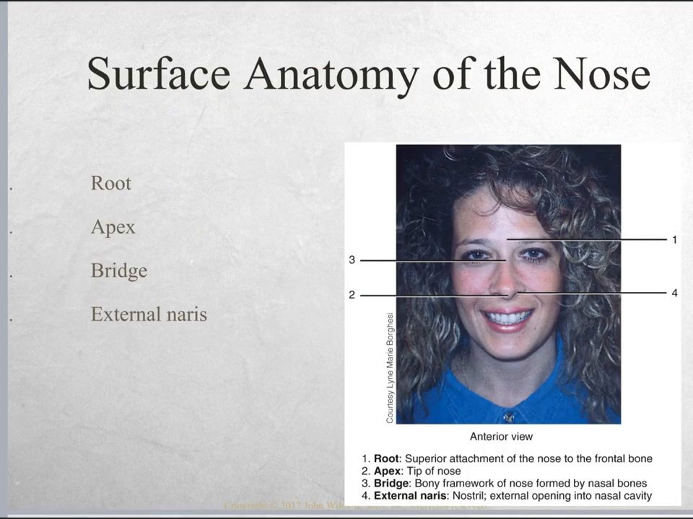For our surface anatomy of the nose, it's pretty straightforward. Where the nose really attaches, where that nasal bone is, right here, is going to be our root. We can look at the apex of the nose. This is the tip of our nose. That brings us to the bridge. And our external nares, number 4. This is where air is going to be moving in every time we breathe in.